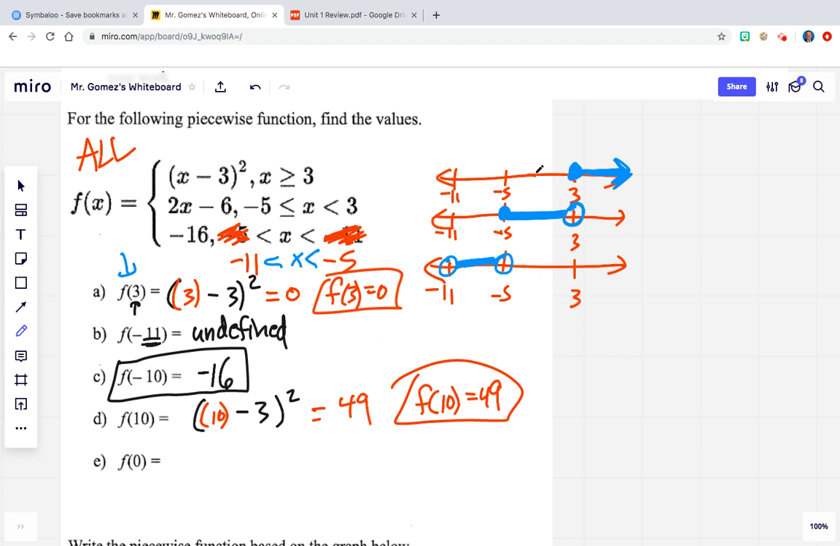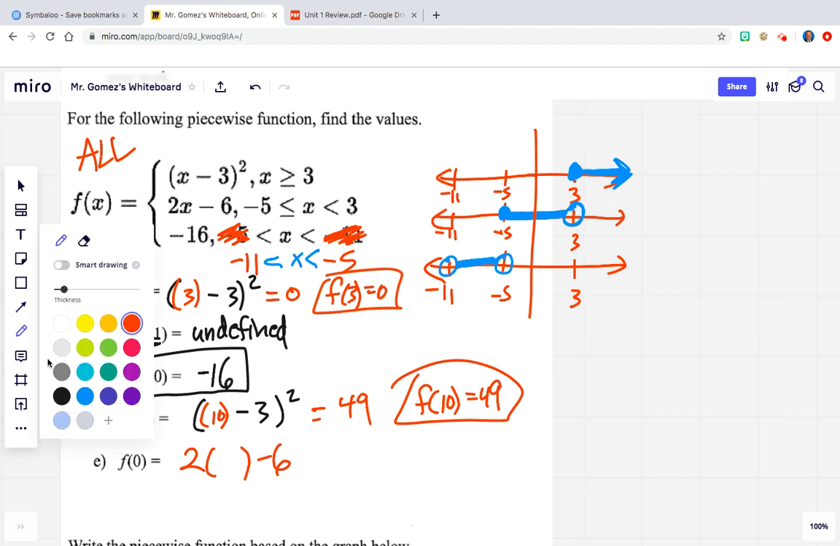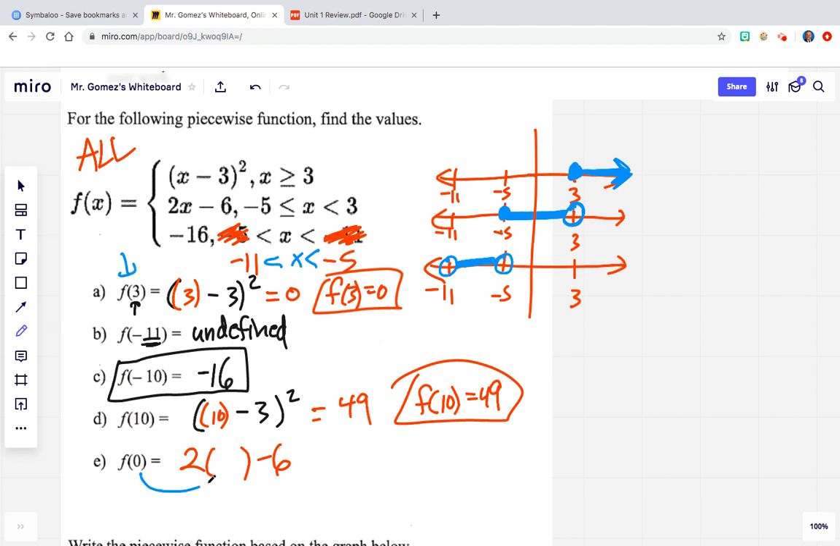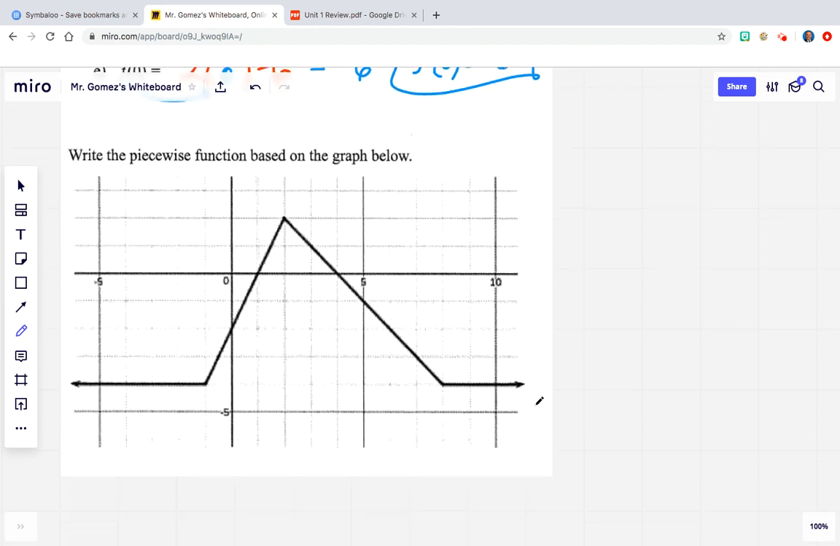And then f of 0. 0 is somewhere around here between negative 5 and 3. So we're going to use this second function. And 2 parentheses minus 6, we're going to plug in this x value of 0. And 2 times 0 is 0. Minus 6 is a negative 6. So therefore, f of 0 is equal to negative 6. Excuse me, will end up being my answer.